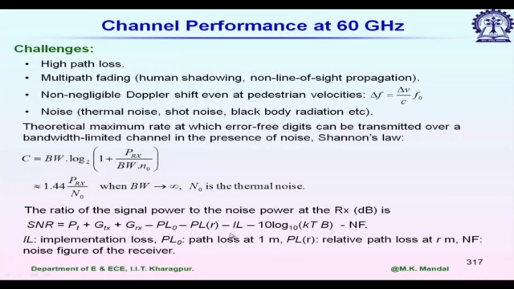Next is the IL, which we call implementation loss. It represents all the losses in cables, antennas, etc. Then we can calculate the noise contribution. We are calculating SNR, so now we subtract the noise component.